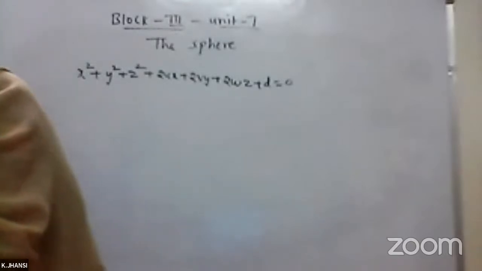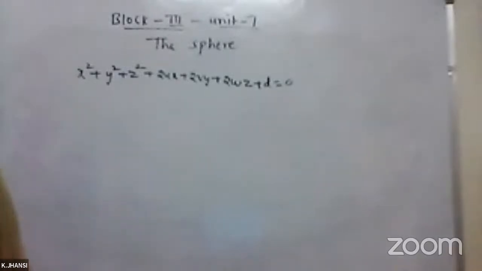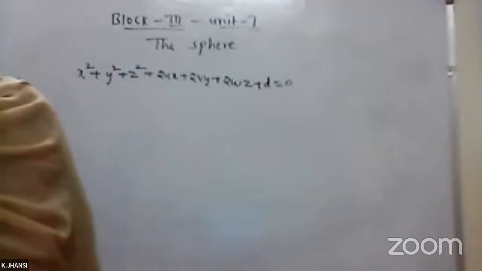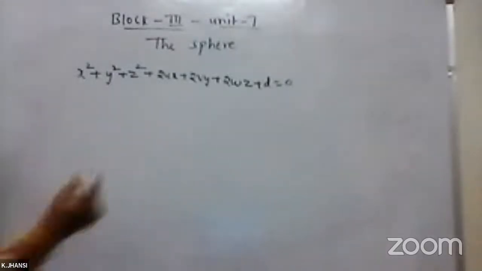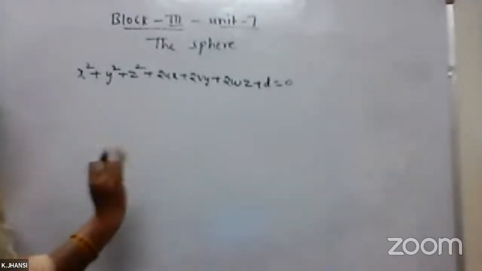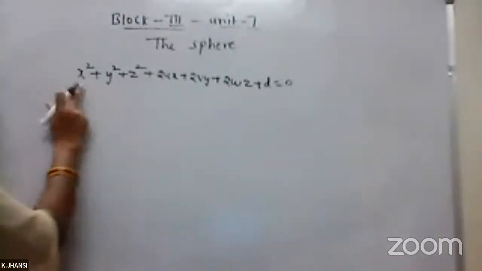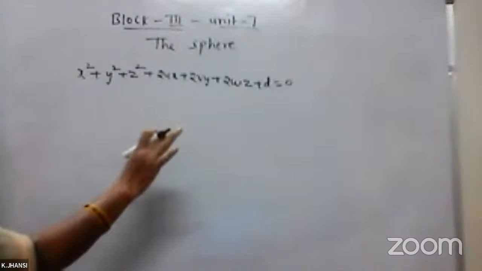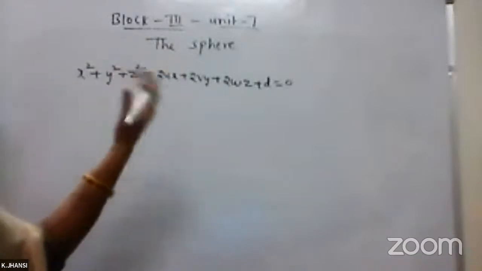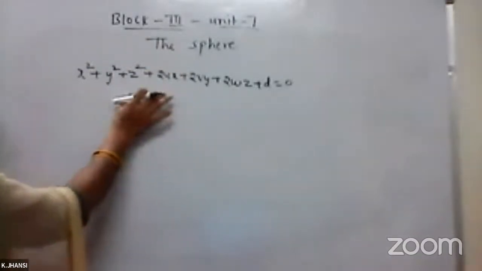On page 181 you have all the concepts of the sphere. Once you go through them, you may get any multiple choice question. This is the main thing you have to remember for the sphere. The whole third block will use this equation. Even in the 8th unit and 9th unit we will use the equation of the sphere.